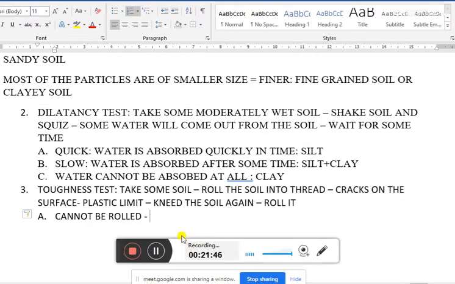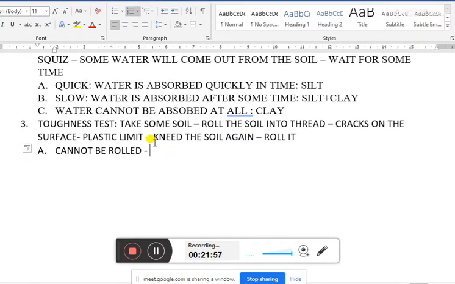After the plastic limit, you need the soil again. Knead means you have to make the soil into a lump, like what is called गूंद in Hindi. Okay?